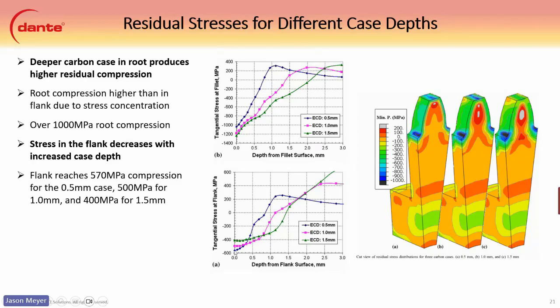The compression is highest with the 0.5 millimeter blue line here, and then it goes down to about 400 MPa here for the 1.5 millimeter. So there is a little bit of difference here in the compression that was achieved based on those case depths. The reason you have more of the compression in the root here is because of the geometry. You have a tighter radius there and it helps push against each other, increasing the compression.